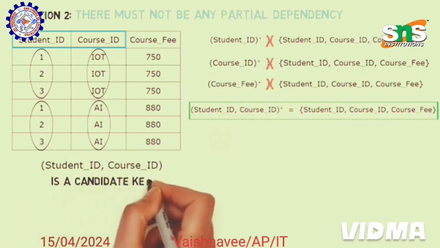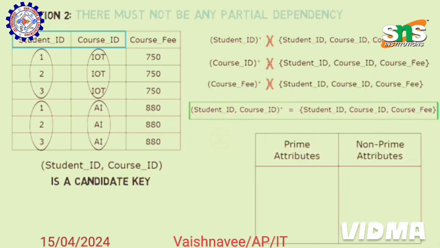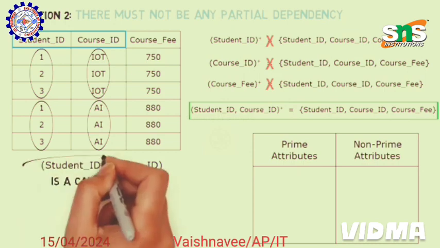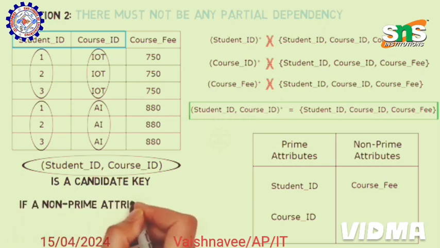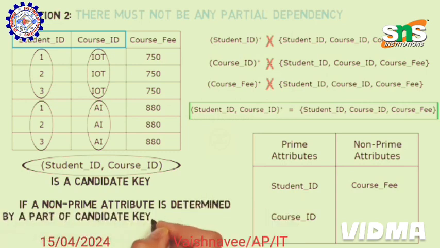Next step is to differentiate prime attributes and non-prime attributes. Prime attributes are attributes present in the candidate key, in our case student ID and course ID. All remaining attributes which are not part of a candidate key are non-prime attributes. In this case, course fee is a non-prime attribute. The definition of partial dependency states that if a non-prime attribute is determined by a part of a candidate key, that functional dependency is a partial dependency.